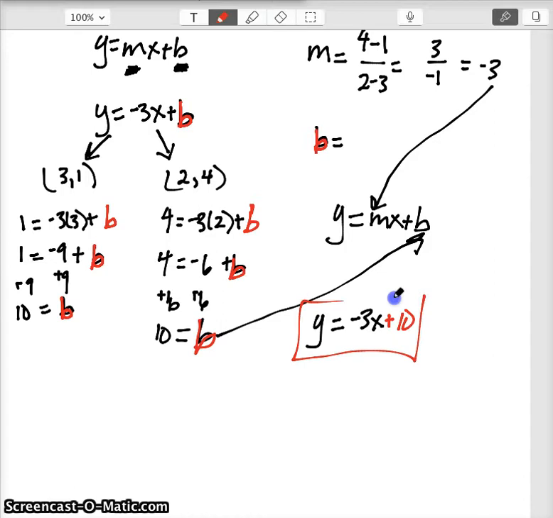All right, so the hard thing with these problems is kind of finding that b term. You got to remember what you're doing. You do not, again, need to use both points.